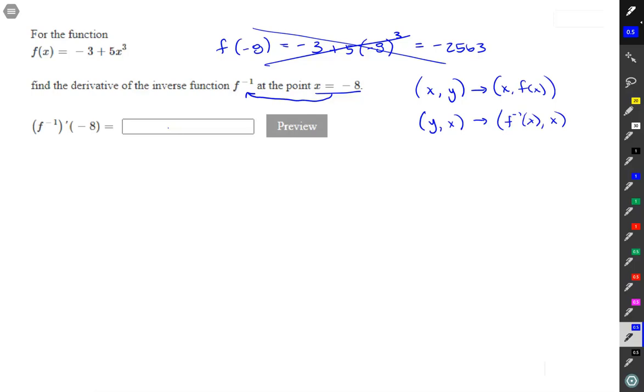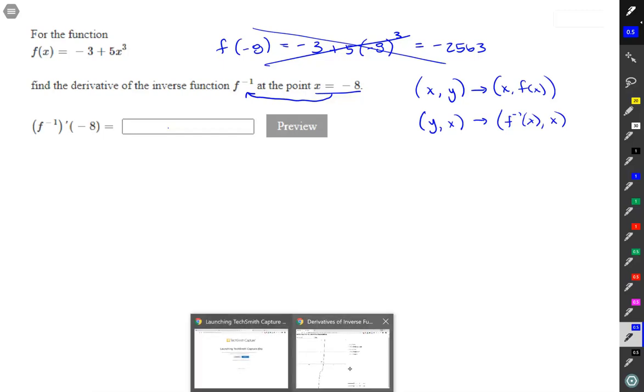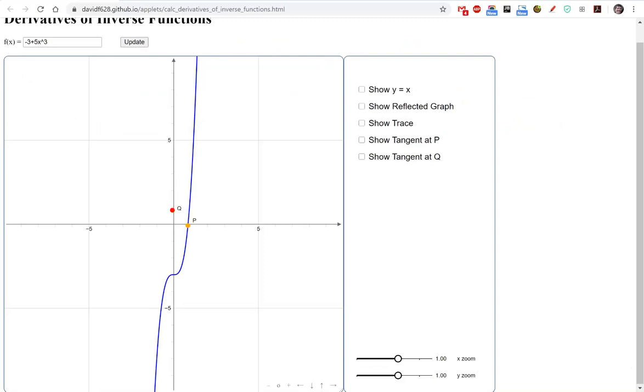Let's take a look at this function and see how this is all making sense. So here's that function, negative 3 plus 5x cubed. If you notice, it's a standard cubic function, and I've got the point P here, which I can move around, and you might be able to see the coordinates of the point. What I'm looking for is a point on the inverse of this function. So let me pull the inverse. There we go. There's the inverse.